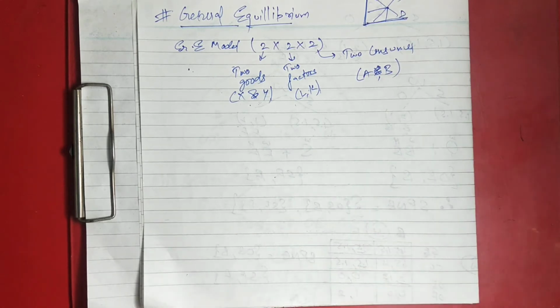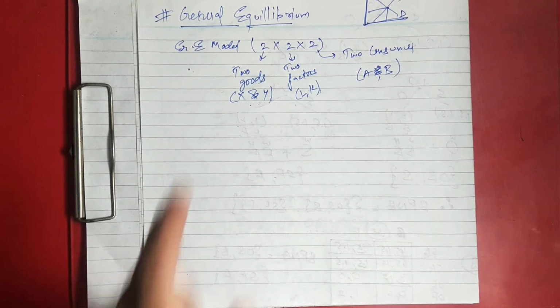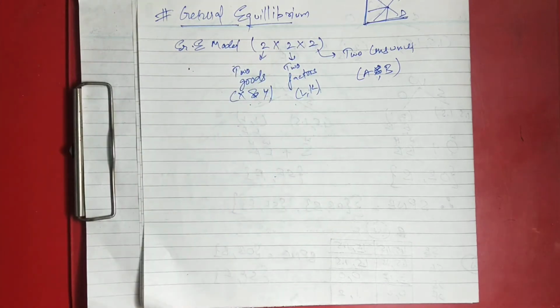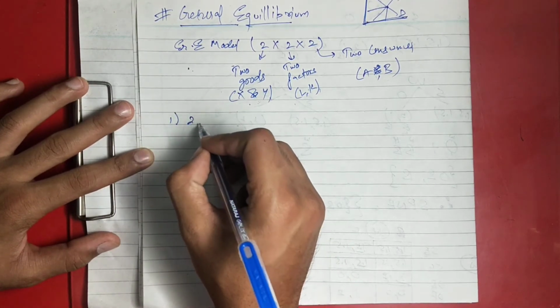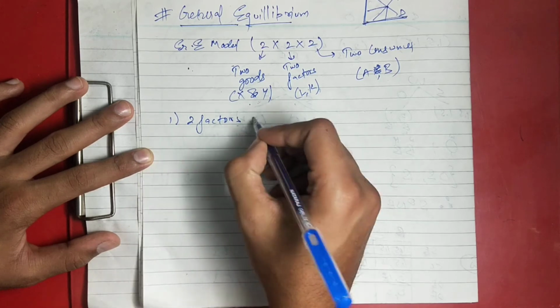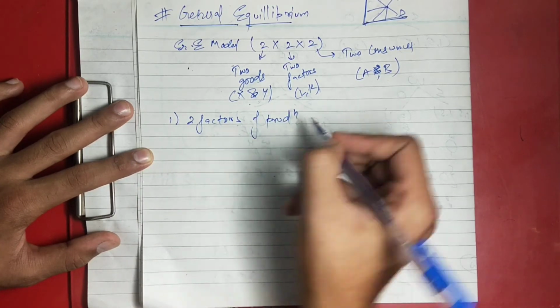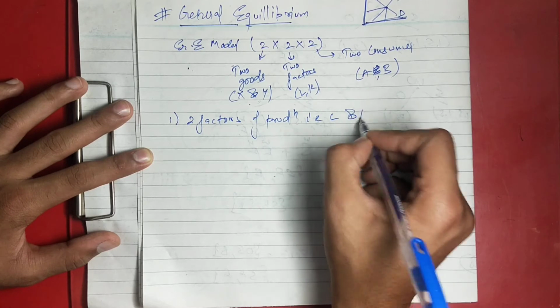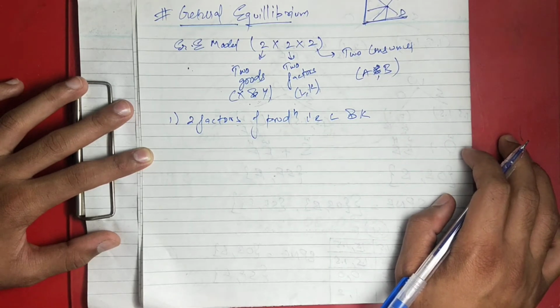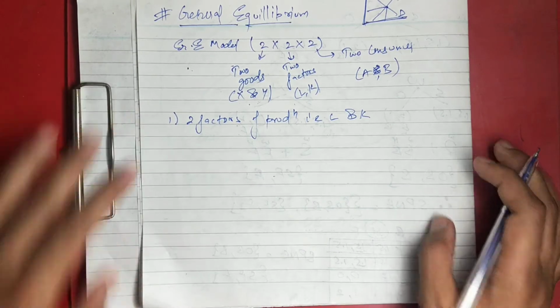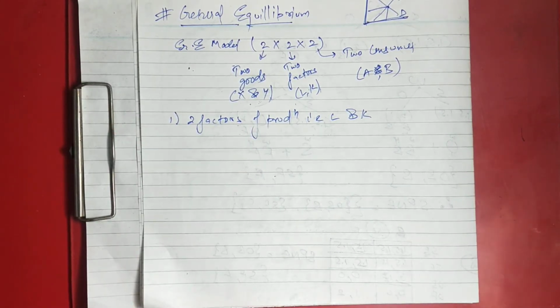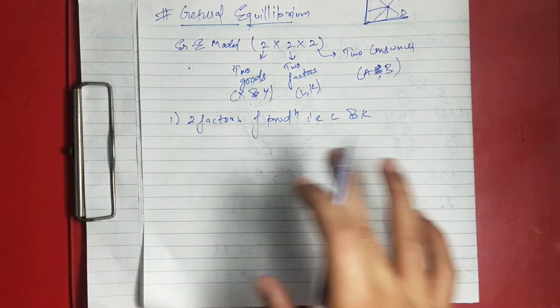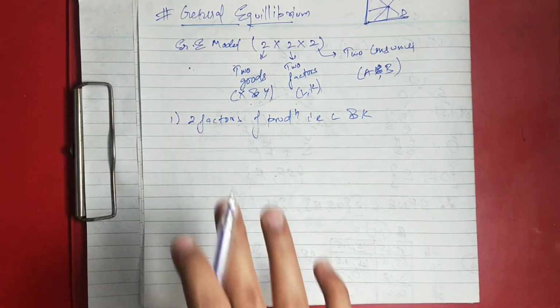Okay, so now there are some assumptions of this 2 into 2 into 2 model or general equilibrium model. What is the first assumption? The first assumption is that there are two factors of production, that is L and K, labor and capital, whose quantities are exogenously given. These are not endogenous, these are exogenously given, and also they are homogeneous and perfectly divisible. So this is our first assumption.